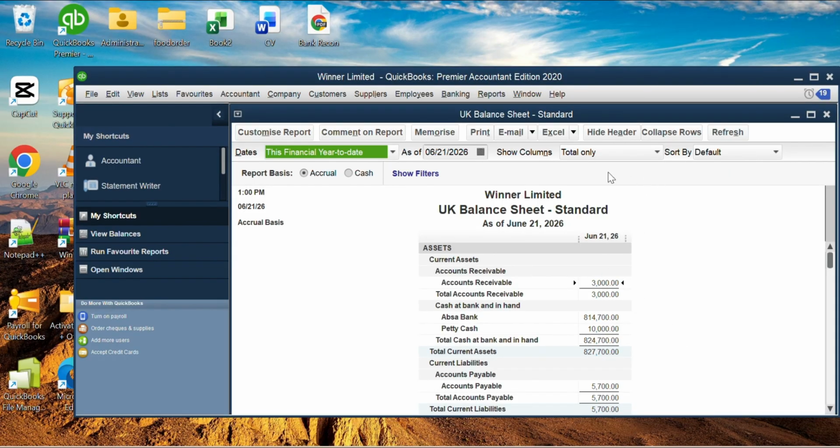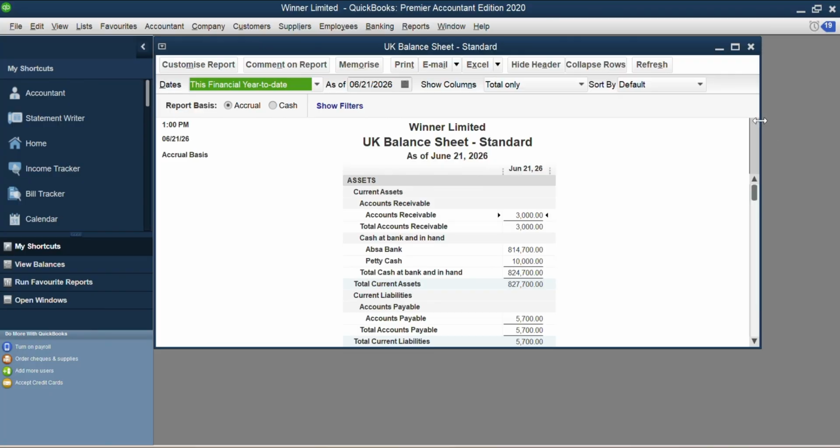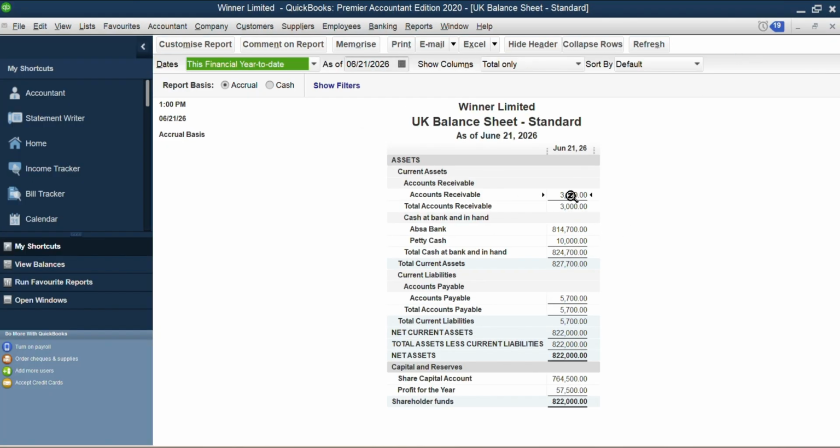Now we were checking the profit and loss account. You can also check the balance sheet. The balance sheet shows the financial position of a company. So you are able to see if the company has assets, and whatever resources that it has.